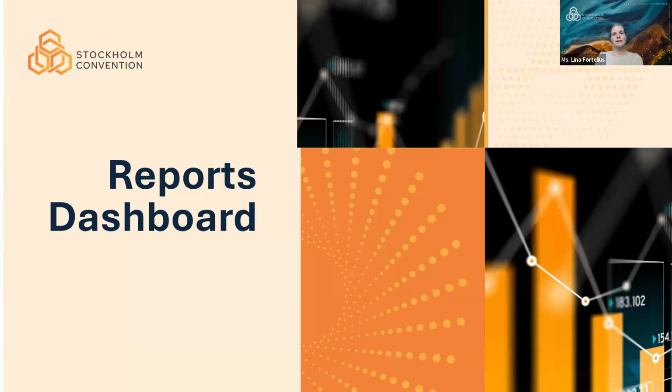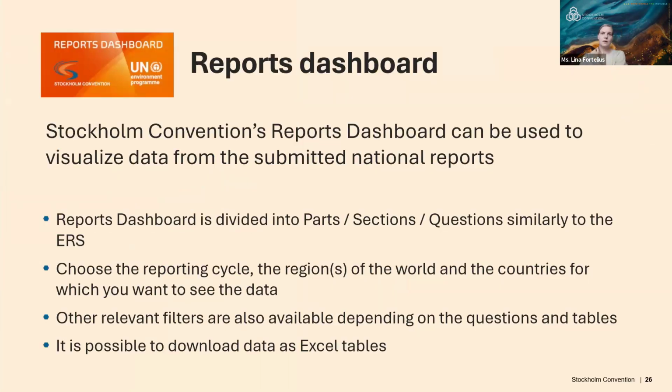So quickly, let's have a look at the reporting dashboard. I will just show you that the Secretariat has a reporting dashboard on its website, and the dashboard is divided into parts and sections, and you can find the information and data for each question. You can choose the reporting cycle that suits your needs. The dashboard has all the data from all the reports submitted, from 1, 2, 3, 4, 5, and now 6 will be included. It's also possible to download data as Excel files if you need the data in your country.